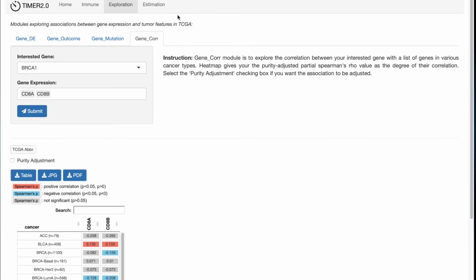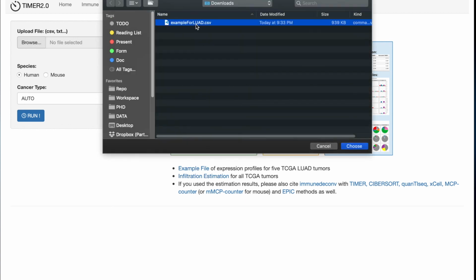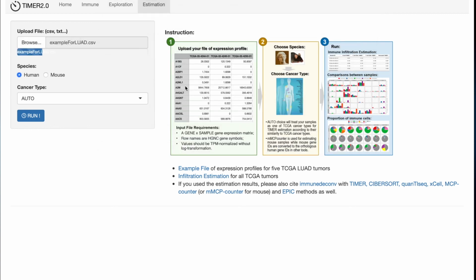TIMER2 also has the third component, which is the estimation component. In this component, users can upload their own expression profile, which is the TPM value, and TIMER2 can estimate the immune cell infiltration for every sample that the user uploaded. TIMER2 will use the 6 algorithms we just described. For example, we can download the example file here and also upload the example file to the website.